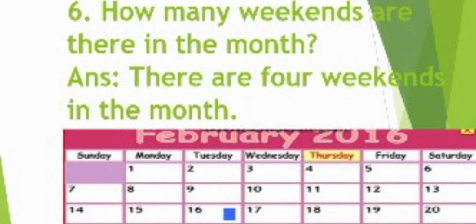Number 6 question: how many weekends are there in the month? Answer: there are 4 weekends in the month. Students, you know that by seeing the calendar, you have to identify how many weekends are in the month. So if we see the calendar, then it will be clear to us that there are 4 weekends in the month.